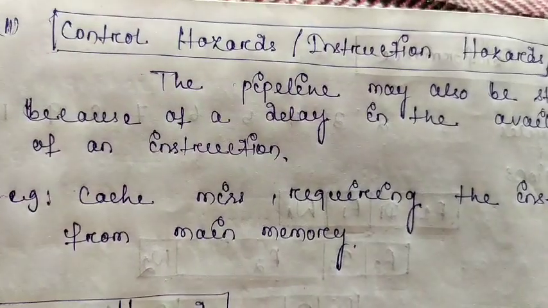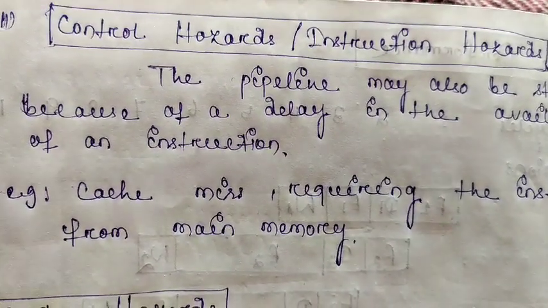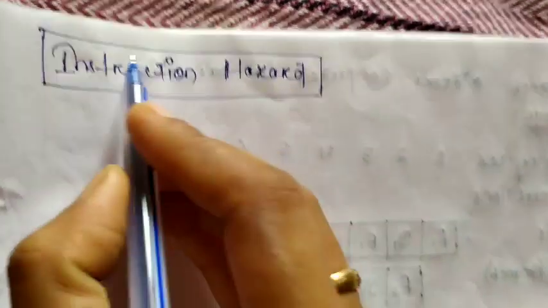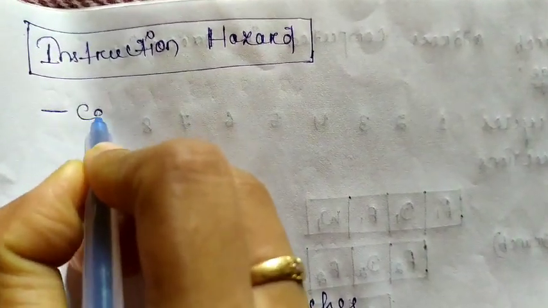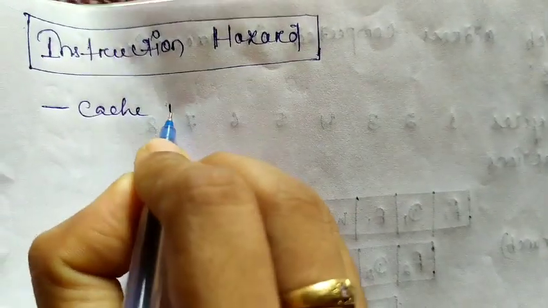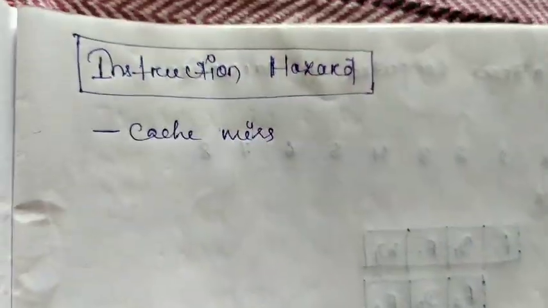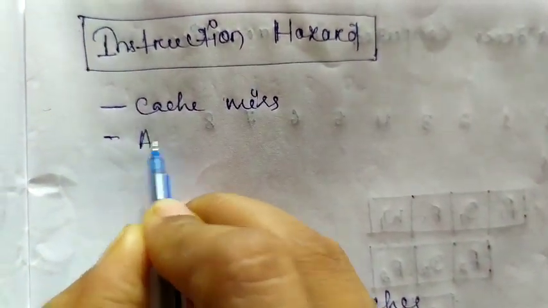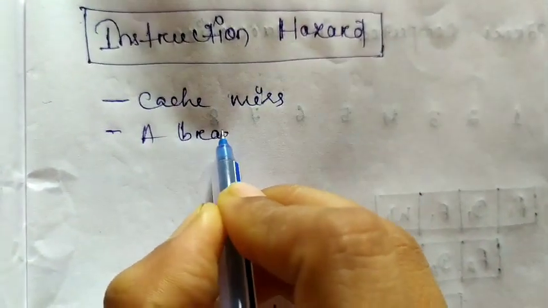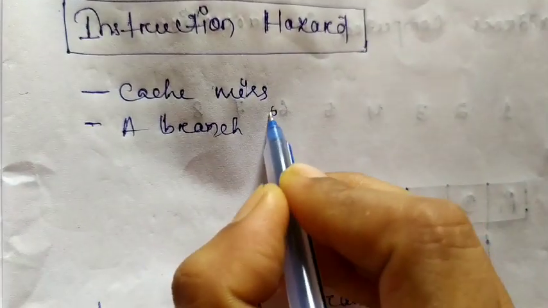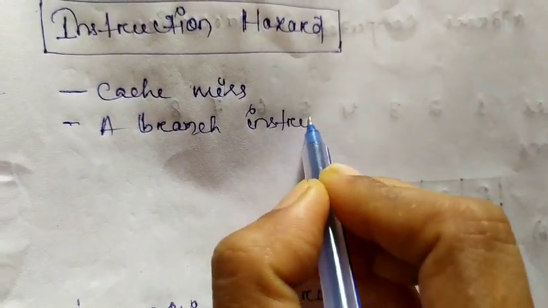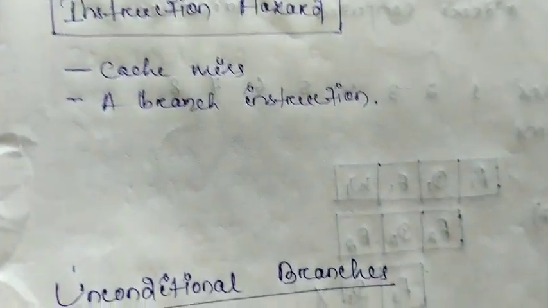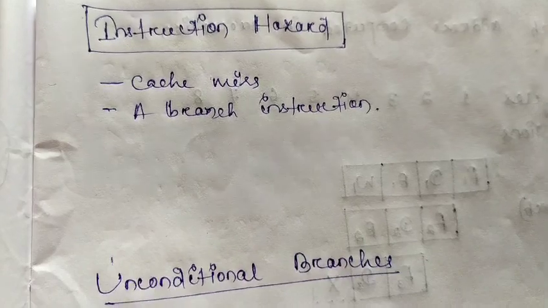So a branch instruction may also cause the pipeline to stall. One is the cache miss concept, and another one is a branch instruction. Okay. So what happened?